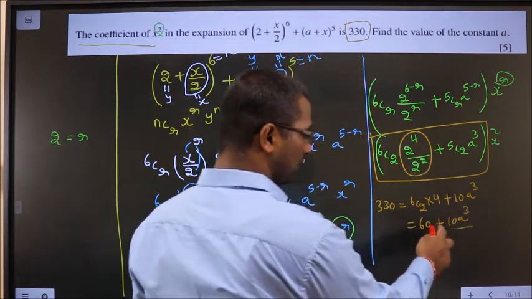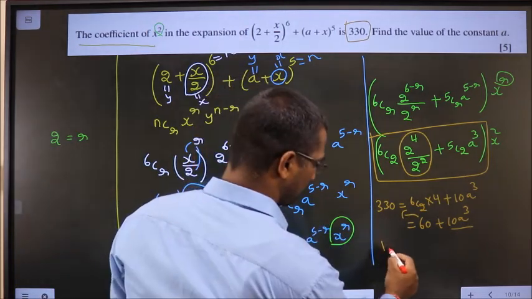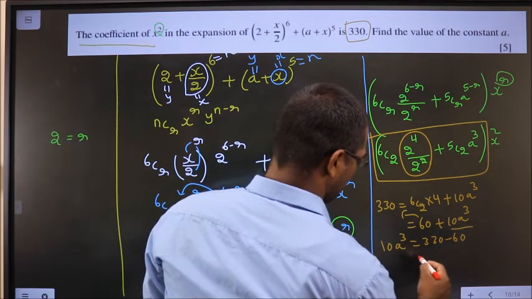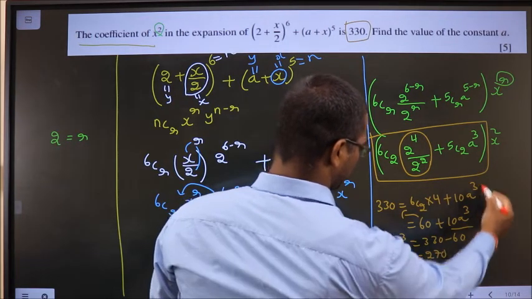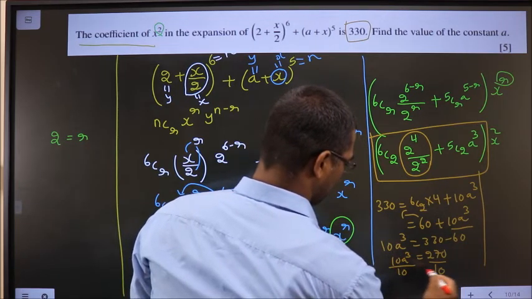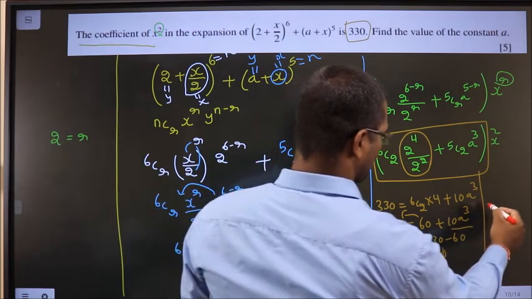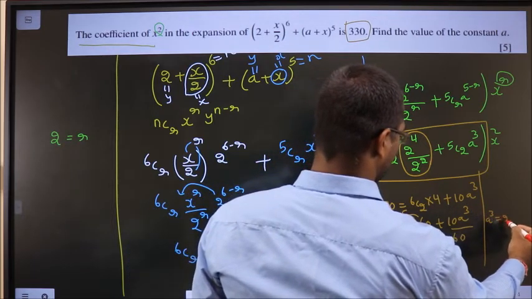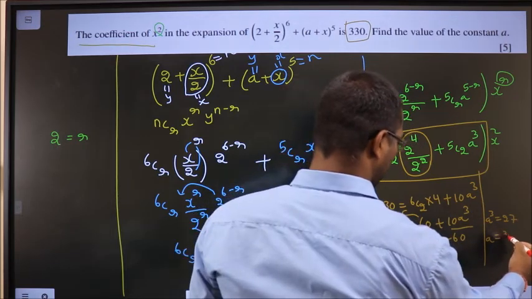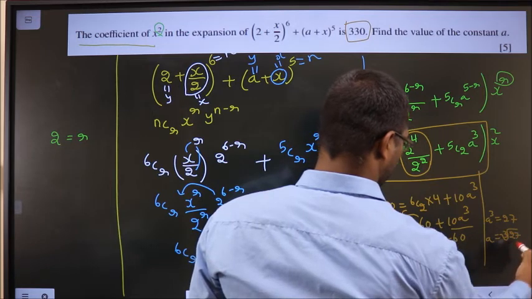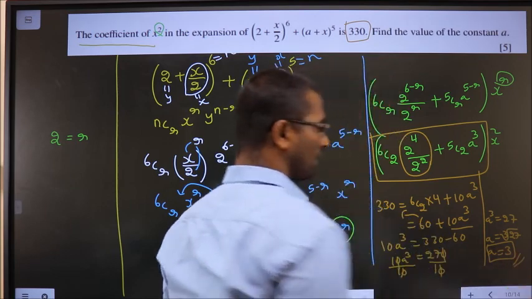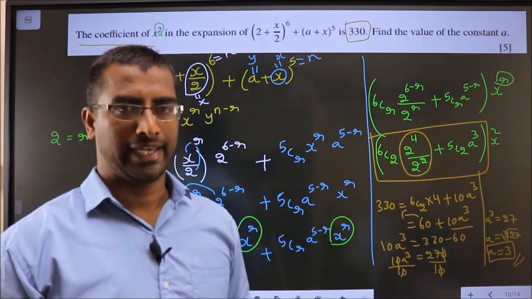Now keep 10a^3 this side, send 60 to the other side. So 10a^3 is equal to 330 minus 60. So that is 270. Next, divide by 10. So a^3 is equal to 27. Shift the cube to the other side, it will become cube root. So the cube root of 27 is 3, so the value of a is 3. We have found the value of a.